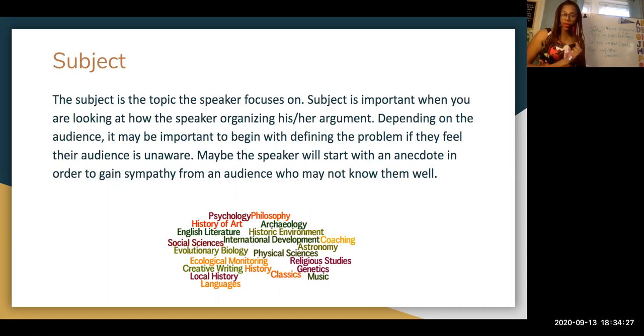Subject is important when you're thinking about how the speaker has organized their argument, right? Are they first defining the issue? Are they doing some kind of cause and effect structure? So you want to be looking at subject, especially when you're looking at how they structured or organized their argument. One example I have here is that maybe the speaker will start with an anecdote in order to gain sympathy from the audience. And once the audience's guard is down, it's like, okay, now I can deliver the rest of my speech or my piece of writing. So just keep in mind that subject is also important.